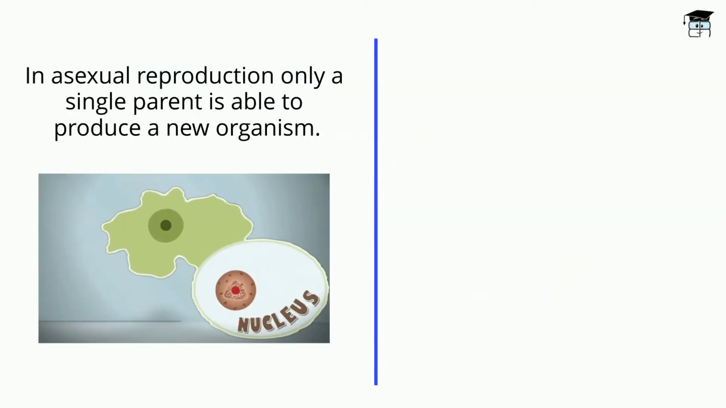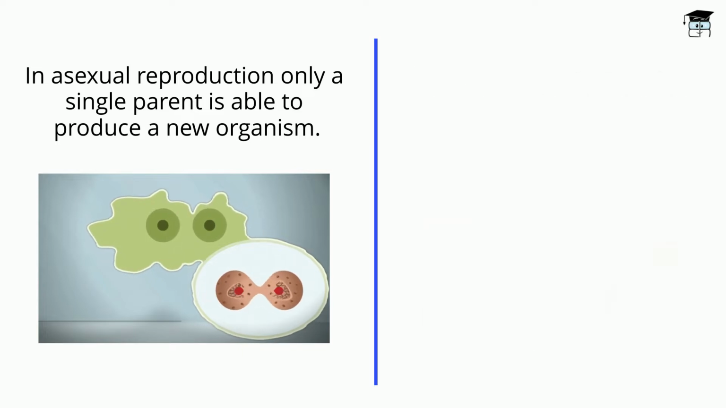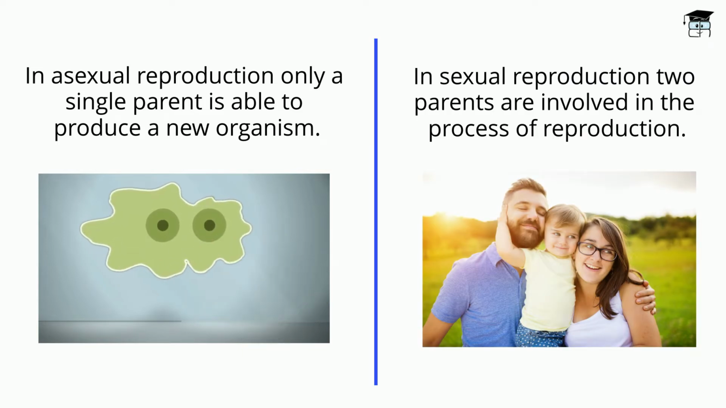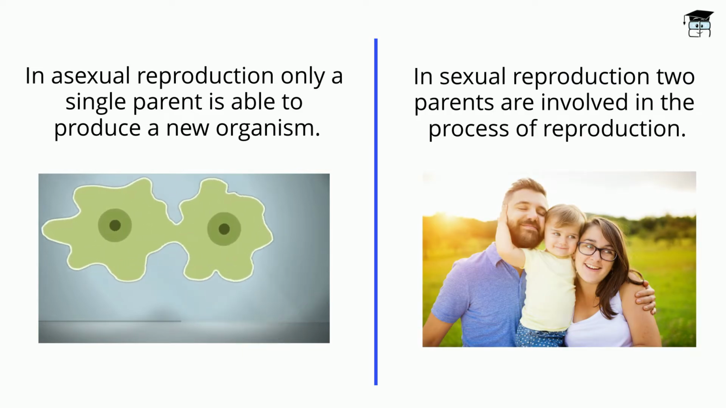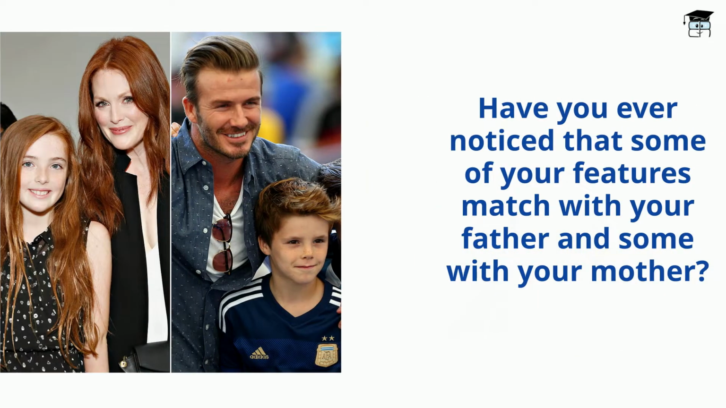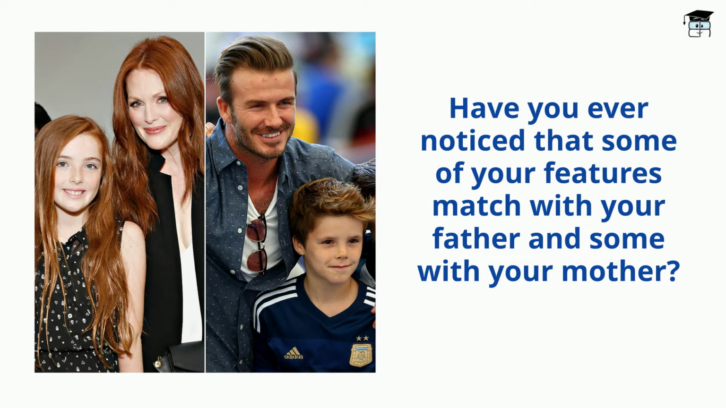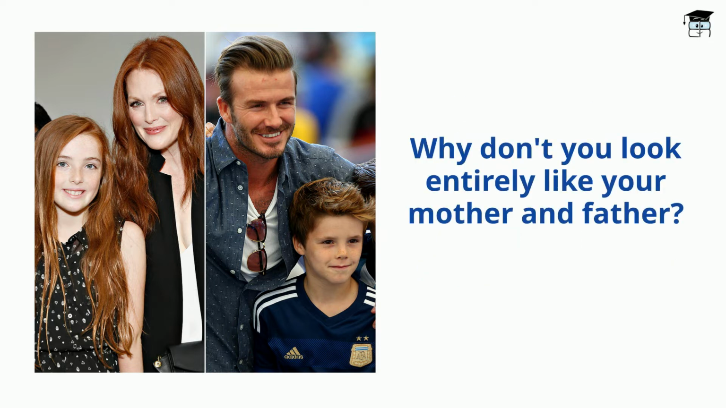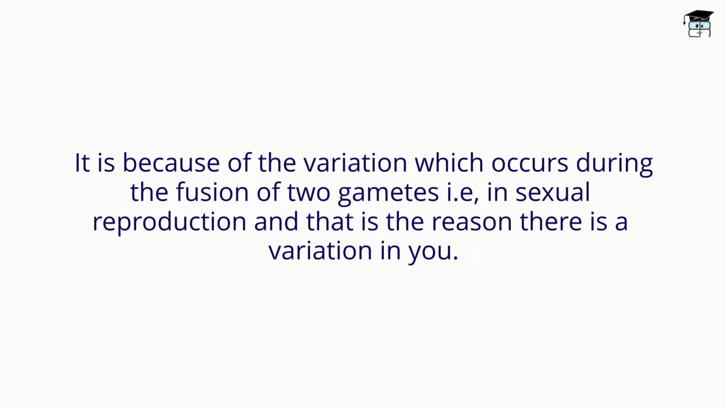In asexual reproduction, only a single parent is able to produce a new organism, whereas in sexual reproduction, two parents are involved in the process of reproduction. Have you ever noticed that some of your features match with your father and some with your mother? Why don't you look entirely like your mother and father? It is because of the variation which occurs during the fusion of two gametes, that is, in sexual reproduction, and that is the reason there is a variation in you.